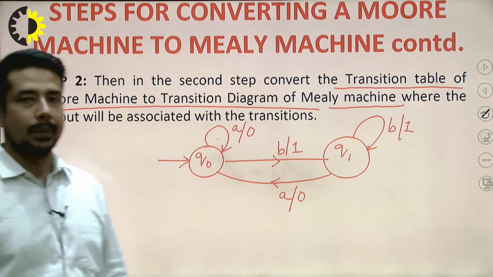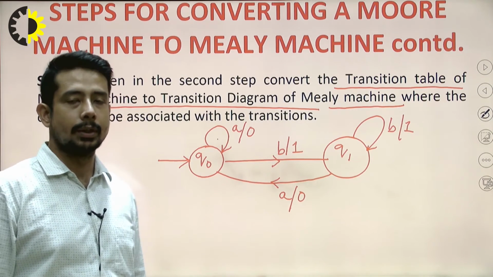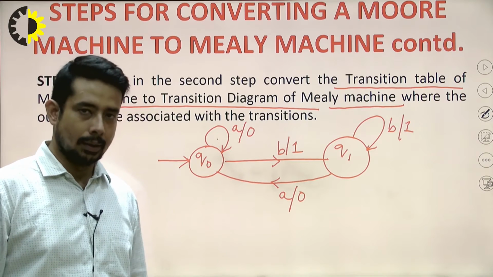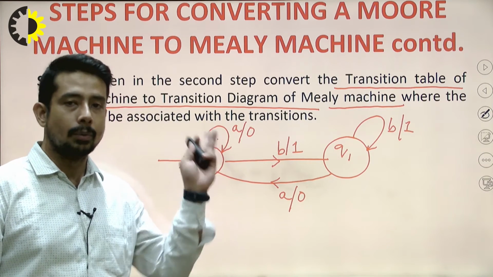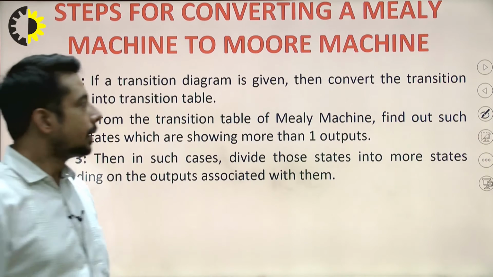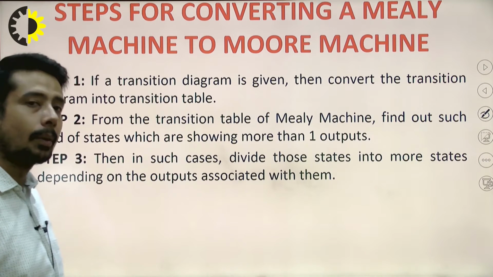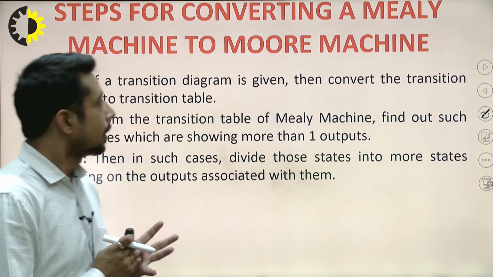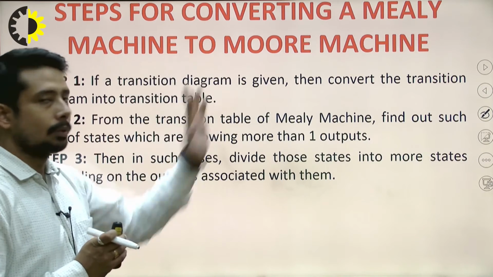That's it. Now from here you can design the transition table of the Mealy machine and you can stop it. So this is how you need to convert a Moore to a Mealy machine. I hope it is clear to everyone. Next concept comes. This is the main important concept where we need to focus. We need to convert a Mealy machine to a Moore machine.